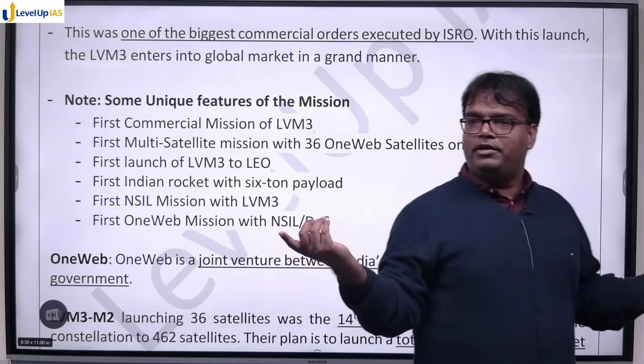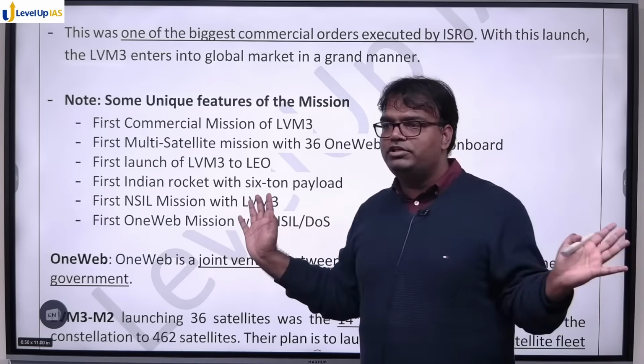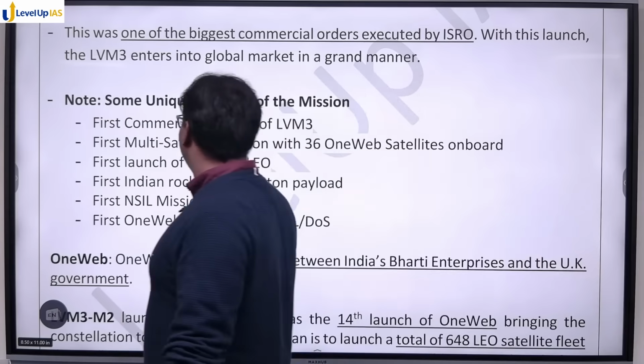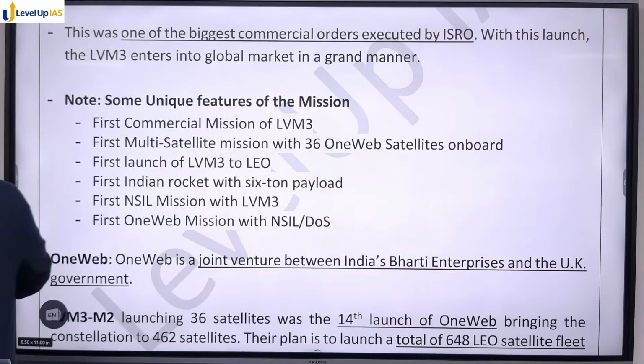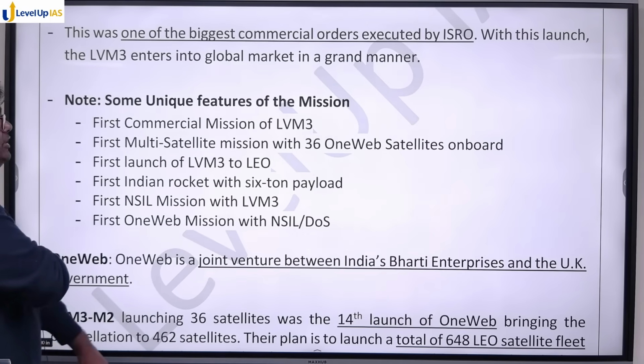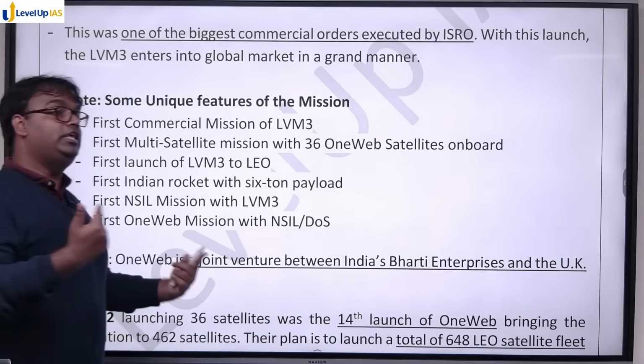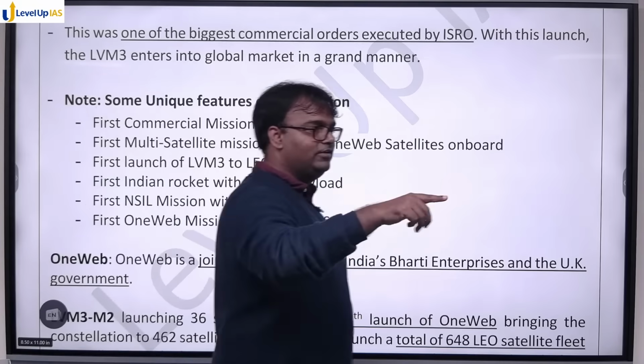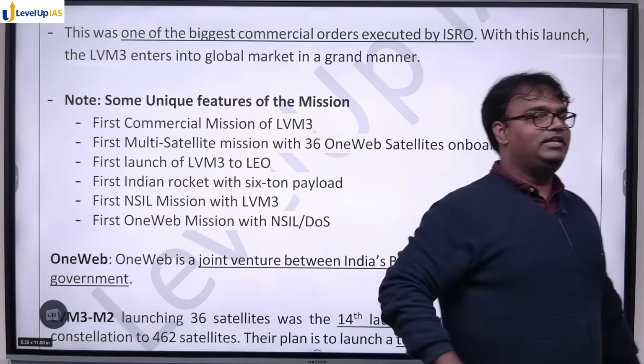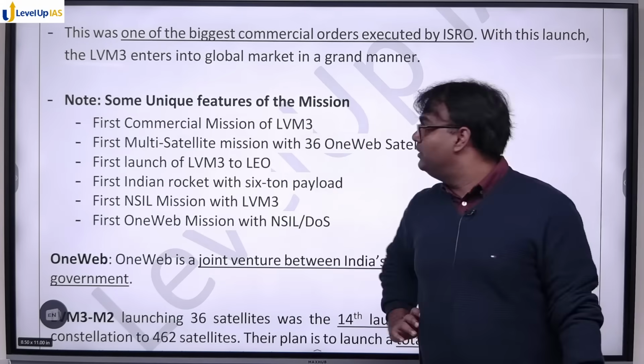What was the capability of GSLV Mark 2? 4000 or 5000 kg in low Earth orbit. This is the first time an Indian rocket has carried a 6 ton payload. First NSIL mission with LVM3. NSIL, the PSU, had worked with PSLV before this, but not with LVM3, the Launch Vehicle Mark 3, the GSLV Mark 3.